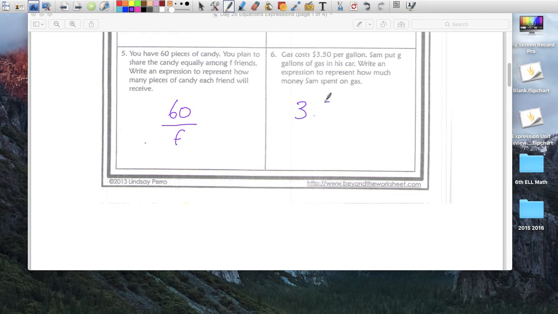$3.50 is the price per gallon for 1 gallon of gas, which is, thank God, $2.50 now. Write an expression to represent how much money Sam spent. Well, it's going to be the price per gallon times the number of gallons, G, right? 2 gallons would be $7, 3 gallons would be $10.50, and so on and so on.